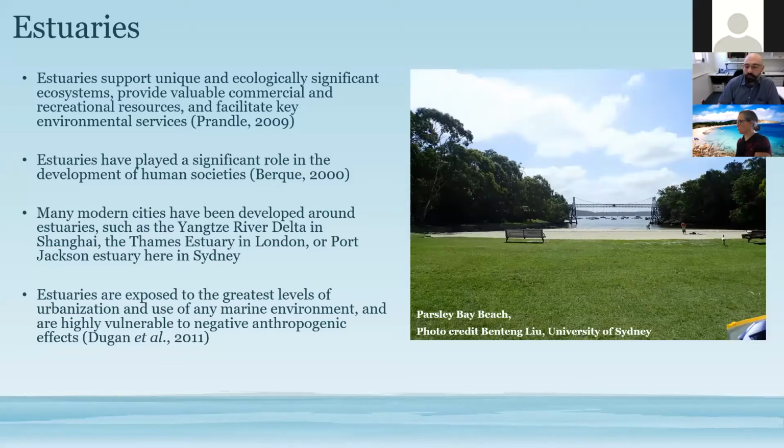the Thames Estuary in London, or Port Jackson Estuary here in Sydney. In pre-modern times, these environments were necessary for the survival of the nascent civilizations, providing food, water, and natural defenses. In modern times, this dependence has shifted away from survival. However, these estuaries still provide the cities built around them with many benefits. Estuaries are exposed to the greatest levels of urbanization and use of any marine environment, and are highly vulnerable to negative anthropogenic effects, such as climate change or the reclamation methods such as dredging.